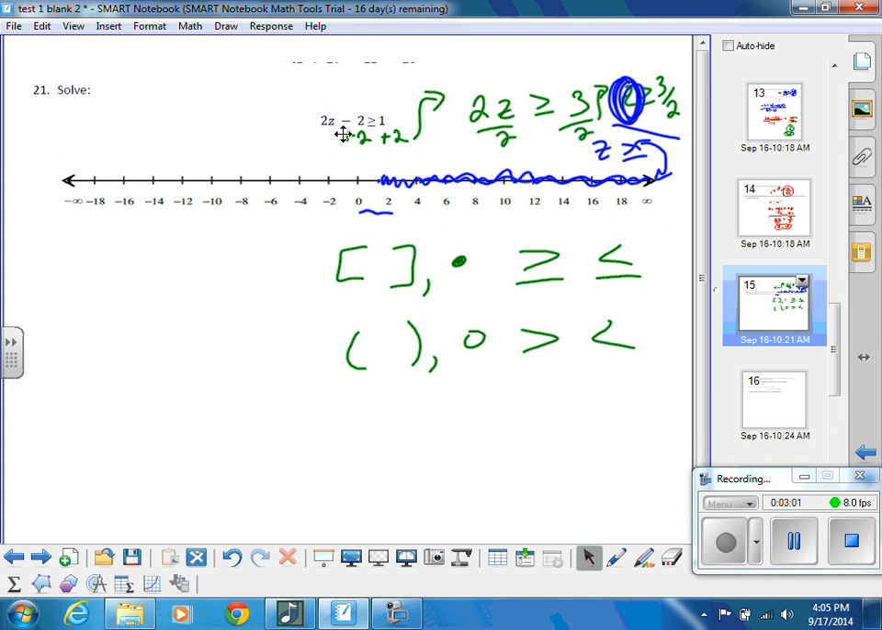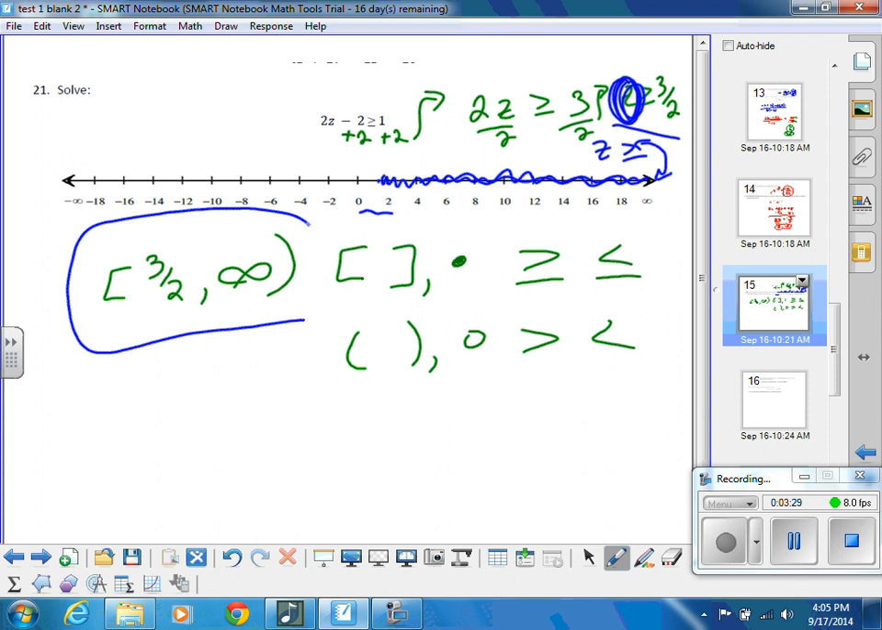So this is telling me this starts at 3 over 2, and it's got the underline, so I'm going to use a bracket. It goes on forever to infinity. So my notation would be 3 over 2 with the bracket, comma, infinity, and all the infinities only have an open parenthesis. They never have a bracket, even with negative infinity. So if your teacher says they want you to graph it, solve it, and write it in interval notation, this right here that I just circled in blue is the interval notation that we're talking about.